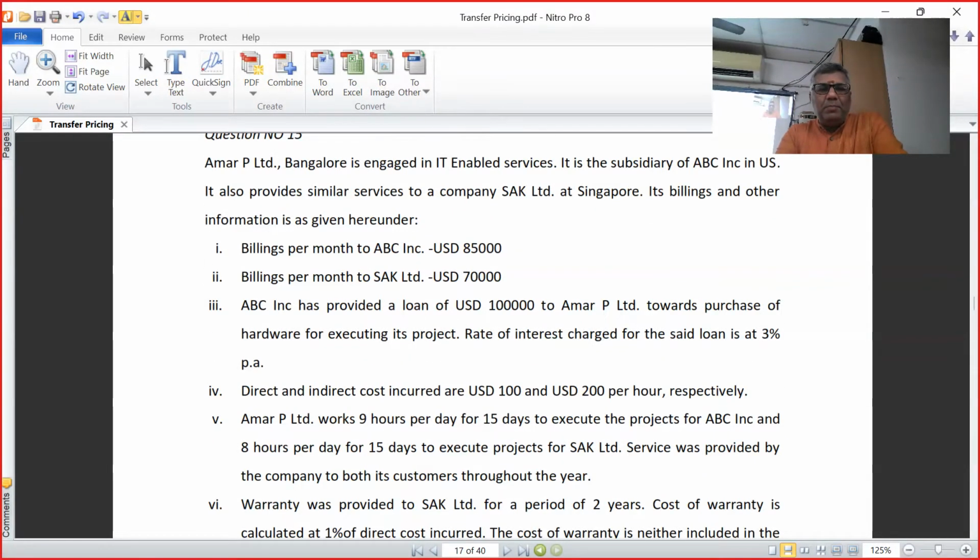Amar Private Limited, Bangalore is engaged in ITES. Its subsidiary ABC Incorporation in USA. It also provided similar services to a company SAK in Singapore. Its billing and other information.